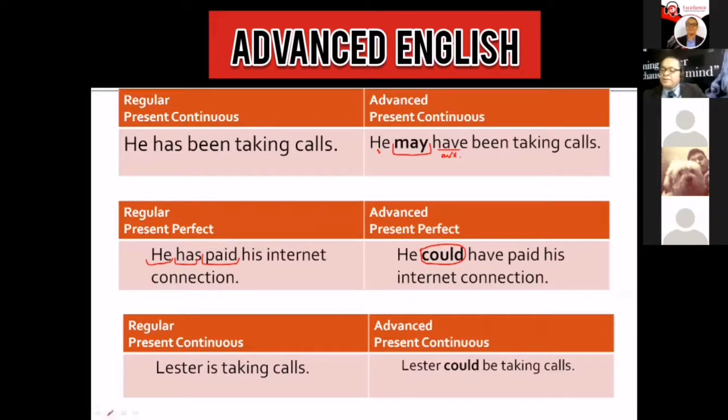For regular present continuous, we've got here, Lester is taking calls. This is regular, normal present continuous, but to bring it to the next level, we're going to put in the upgrade, the modal verb, and after modal verbs, we need to use the verb in the base form. So here we have Lester could be taking calls, okay? So basically that's what we're talking about. We're talking about advanced forms. What is an advanced form? It's just simply upgrading your regular sentences by adding a modal verb. And that's just going to create a new dimension to your English, okay?